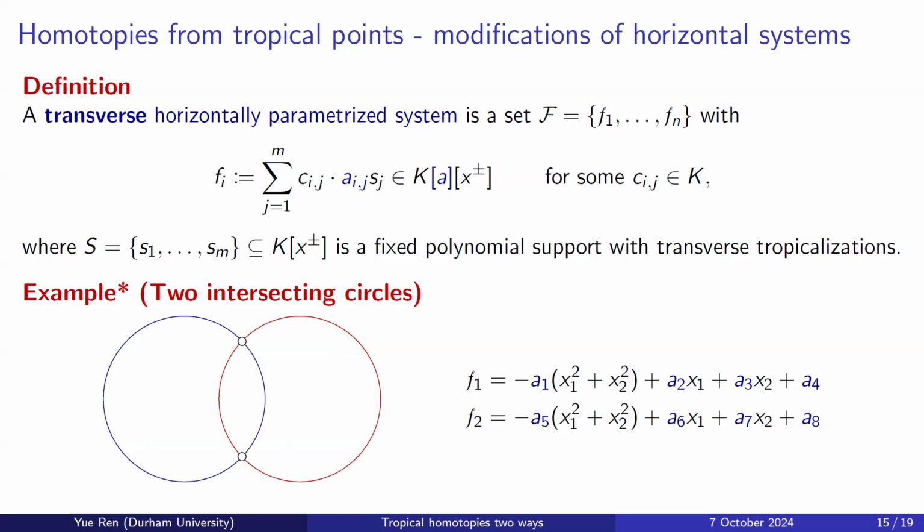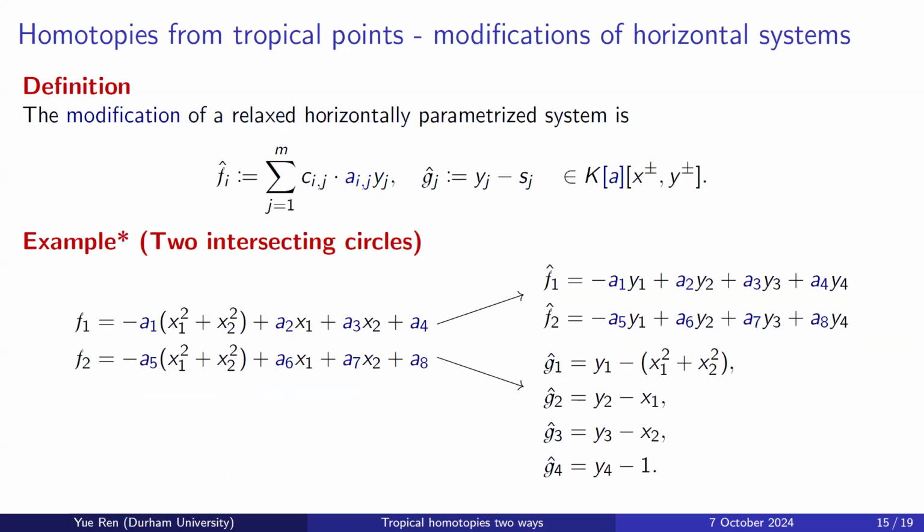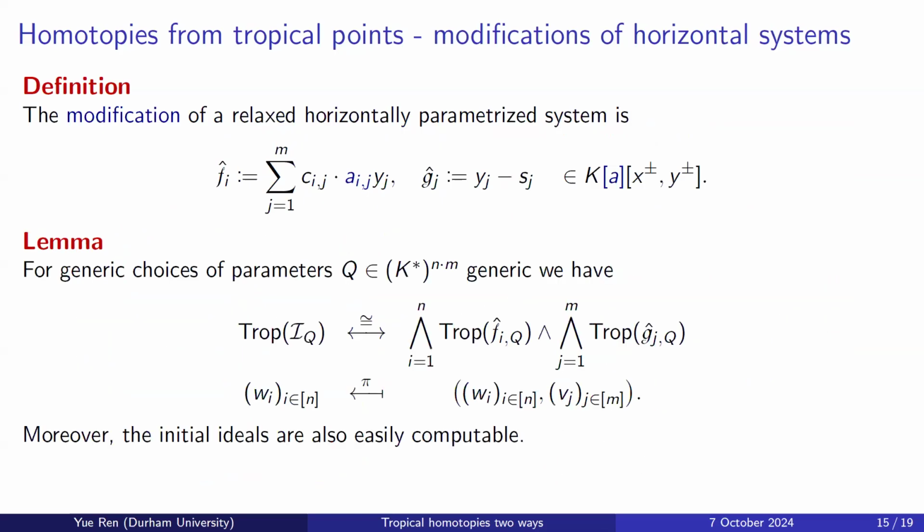And I can do a very similar picture. I can do a very similar procedure, and I introduce new variables for the y's and split them as follows. So I introduce y1 for this, y2, y3, and y4. And you can similarly prove then that the tropicalization for IQ, for generic choices of parameters, decomposes into a stable intersection of hypersurfaces. And again, it's super easy to compute. I can compute all the initial ideals that I want, and everything works out nicely.